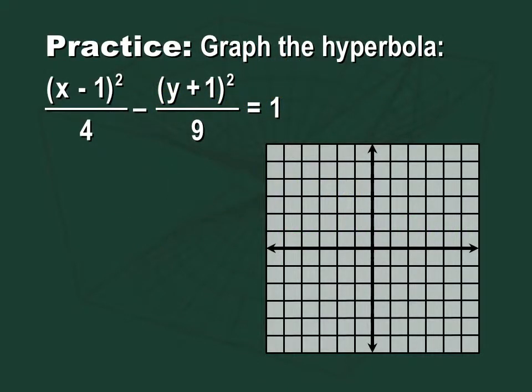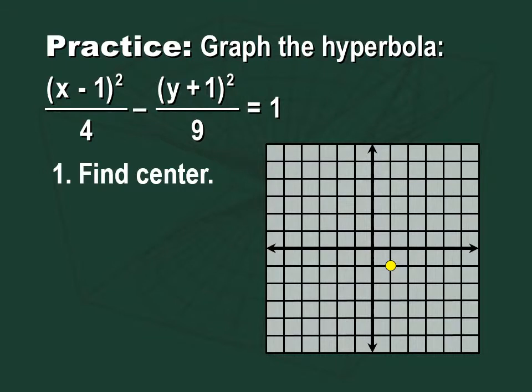So let's practice graphing. The first thing I recognize is that this is a horizontal hyperbola. It's going to open up horizontally. I know that because my x is appearing first. The thing you want to do is find your center. So your center is at 1, negative 1. I'm going to go ahead and graph that.